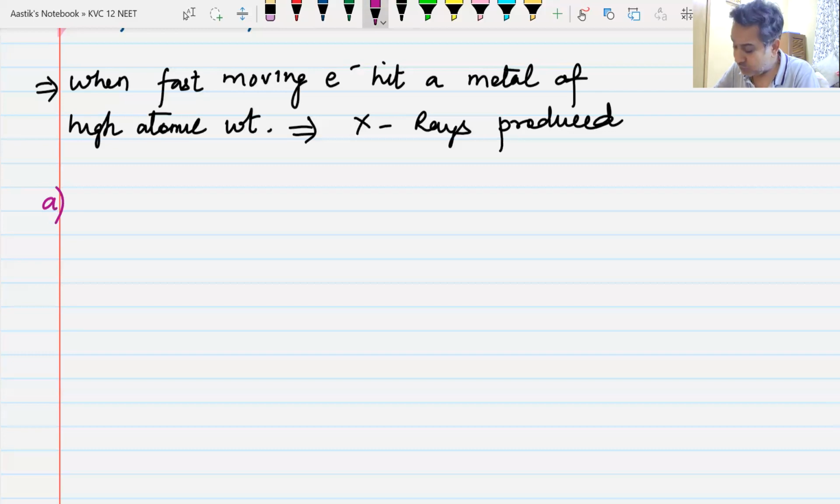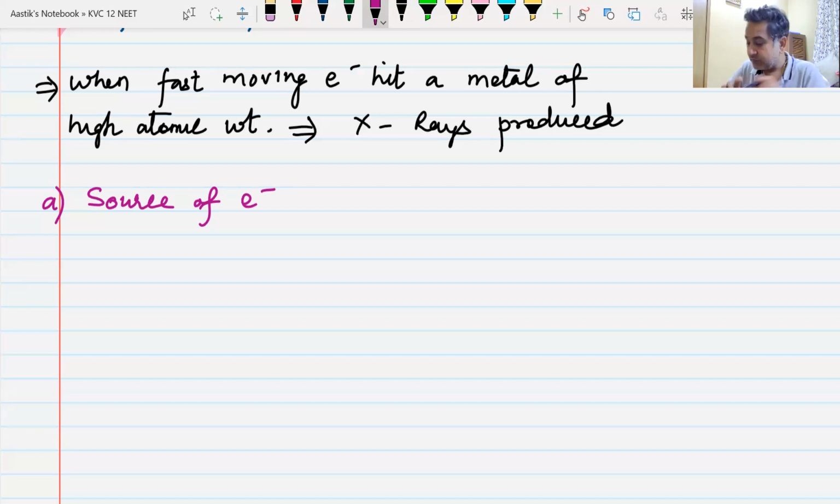Number one, you need a source of electrons. You should have fast moving electrons, so you must have a source that gives you these electrons. Do we understand this? That is the first requirement that you need to produce an X-ray. You need a source of electrons.